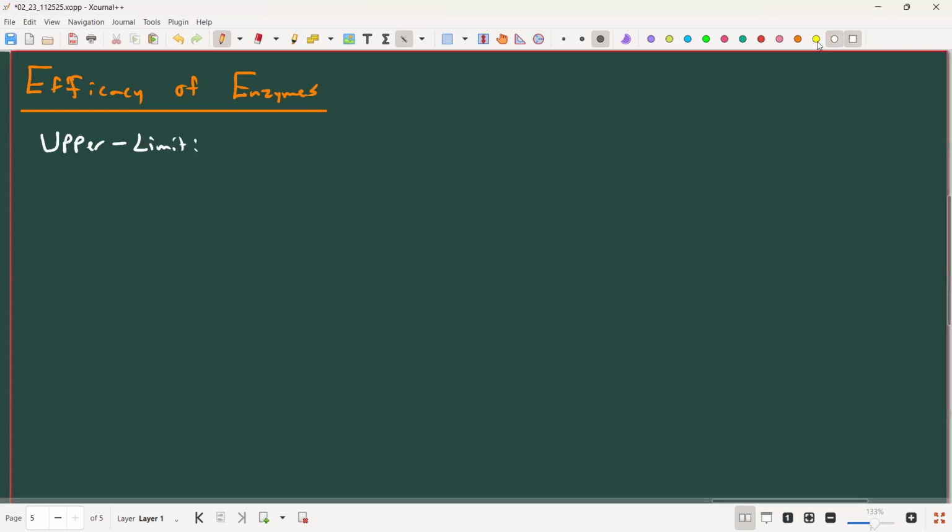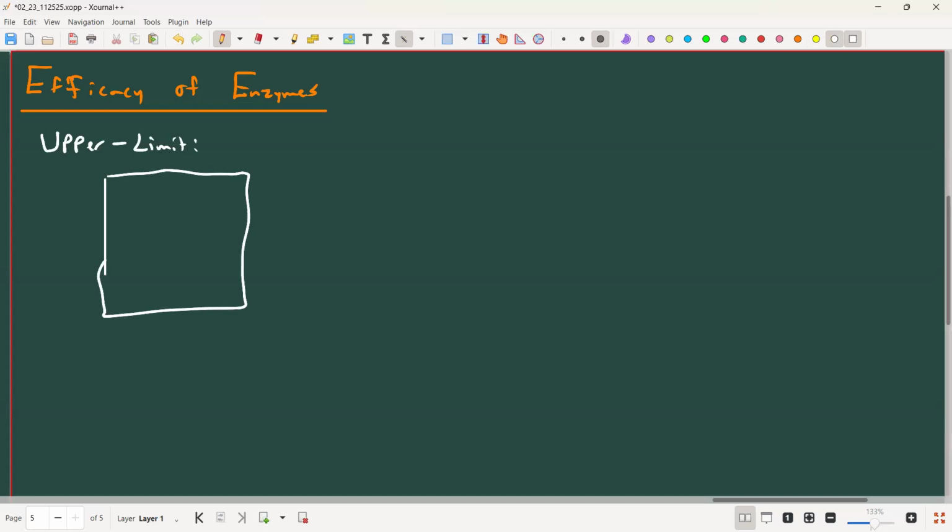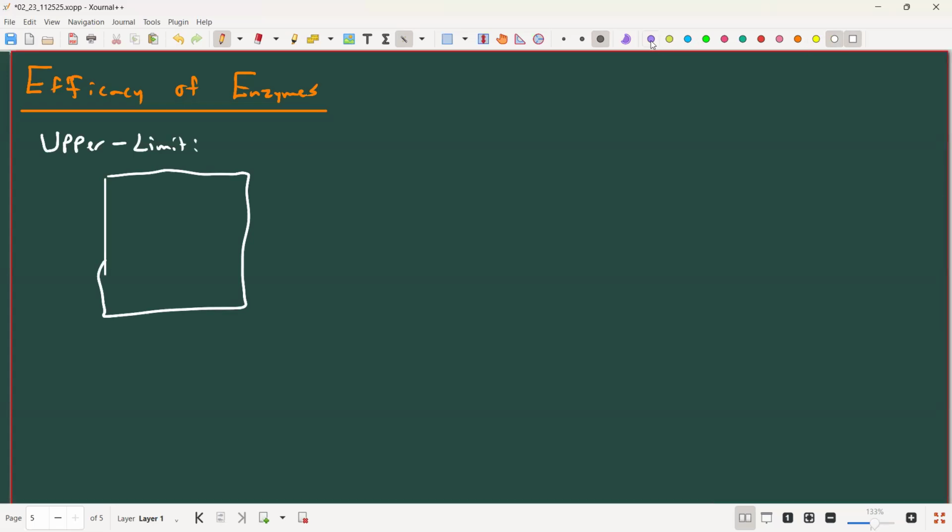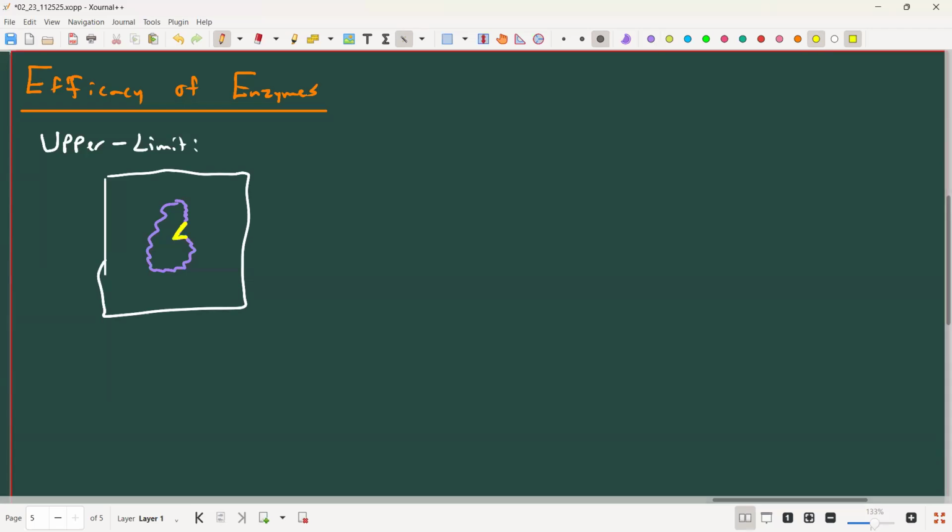So imagine you've got this box that's got some enzymes and substrates in it. You can think of this as your bloodstream, I don't really care. And you've got an enzyme floating around. It's got a little binding pocket right there. I'll draw the binding pocket in a different color.